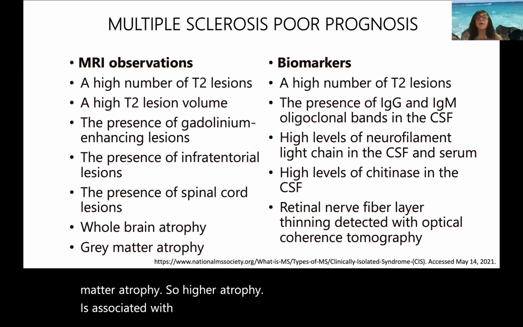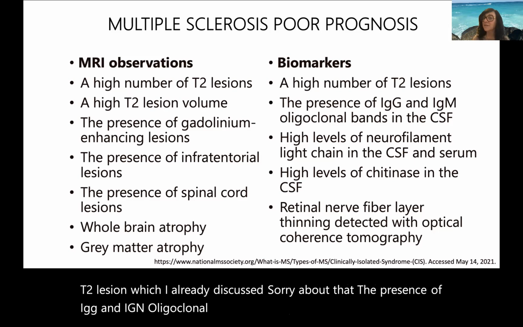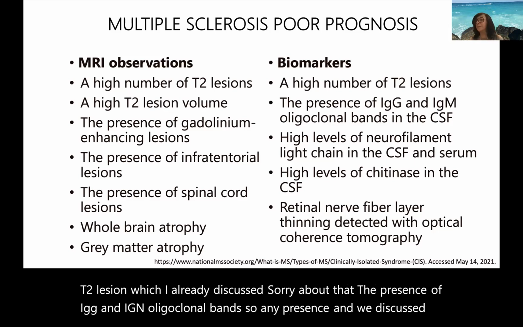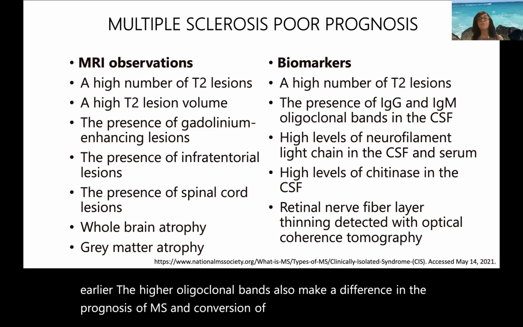By other biomarkers, high number of T2 lesions, which I already discussed, sorry about that, the presence of IgG and IgM oligoclonal bands, so any presence, and we discussed it earlier, the higher oligoclonal bands also make a difference in the prognosis of MS and conversion of CIS to definite MS.